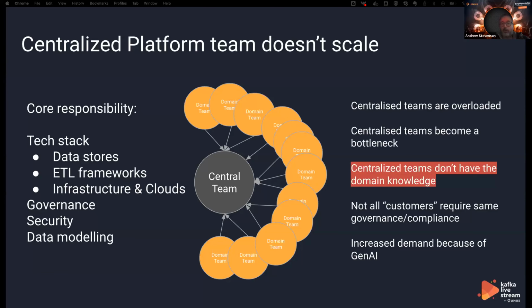And another thing as well, there's a lot of compliance and governance around that, but not everyone needs it. And this can actually slow the teams down as well. Plus, this is only getting worse as more and more people want to integrate data systems so they can actually build out their AI capabilities. So the demand is only increasing on this platform team, and it's the bottleneck. And in some cases, it's not scaling very well.